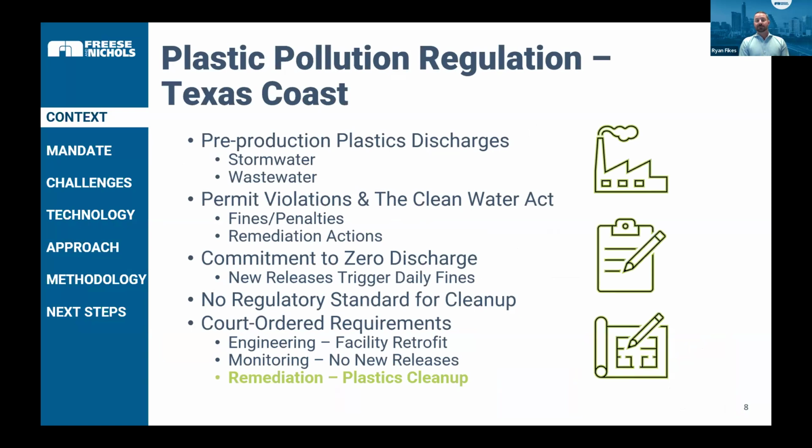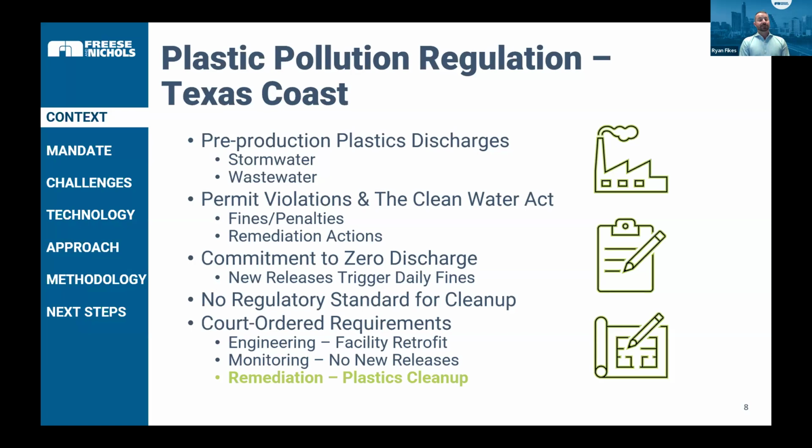So regulation on the Texas coast, just because we're a little on the forefront of that, Texas and California, what do pre-production plastics discharges look like? We have them in both cases on the case study we're going to talk about today, stormwater and wastewater. So stormwater discharges going directly from a facility versus wastewater discharges going through whatever wastewater treatment system that has. Sometimes those result in an effluent into a fresh or saltwater system. In our case study, we're going to talk about it going into a bay or estuarine system. We know that permit violations can be triggered, in particular Clean Water Act fines and penalties, and resulting remediation actions required as part of those Clean Water Act fines and penalties.